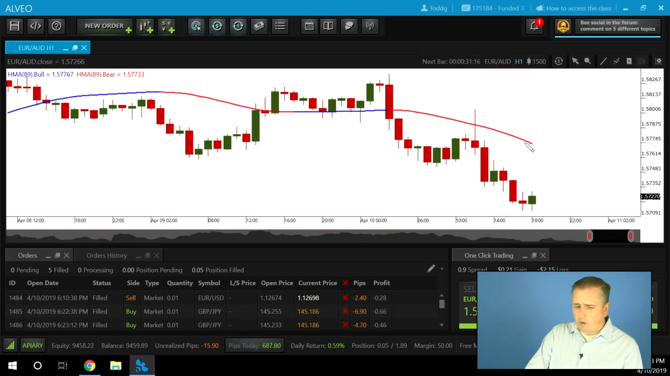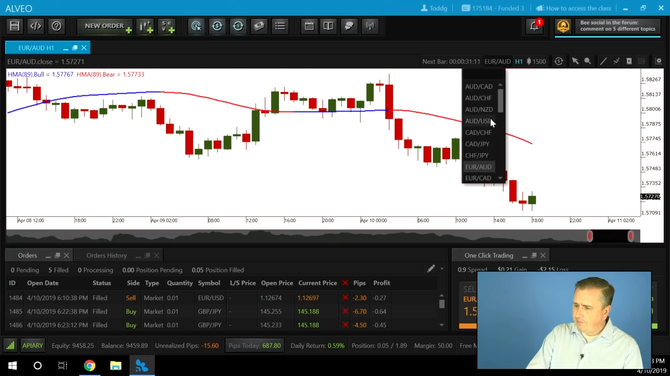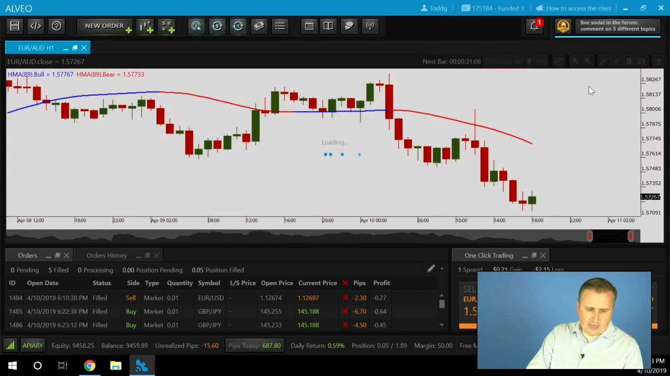Here's a Euro Aussie. You can see we're quite a bit of ways away from that, so I would wait for this to pull back. Euro CAD.